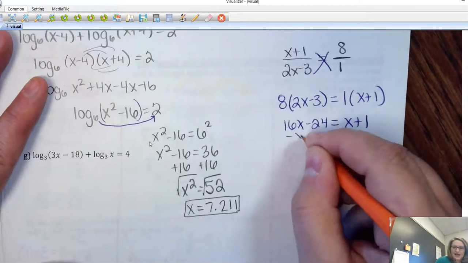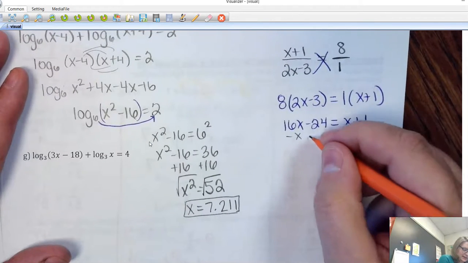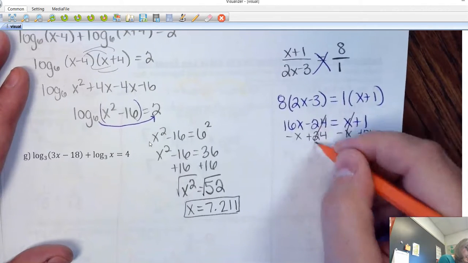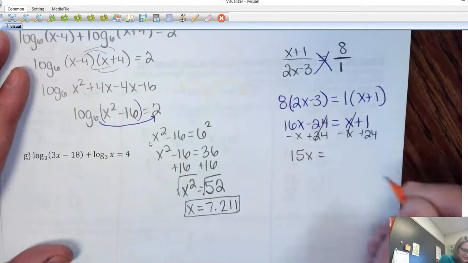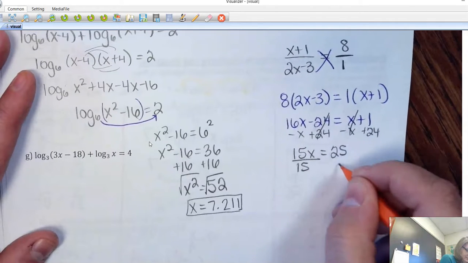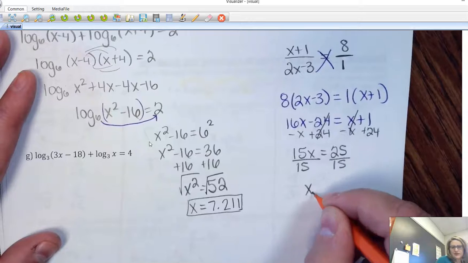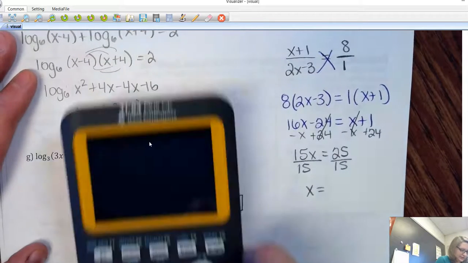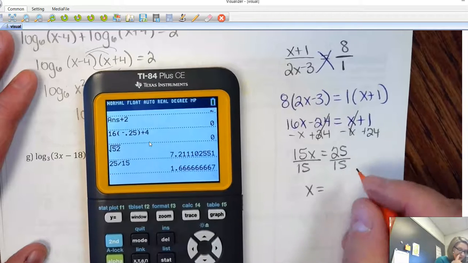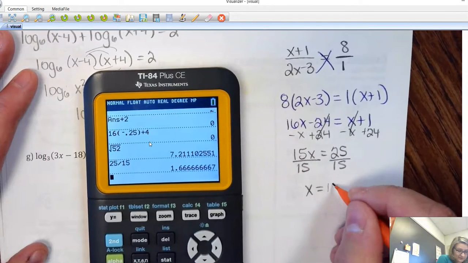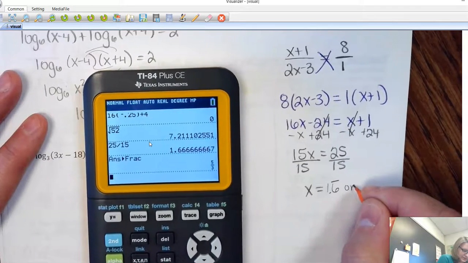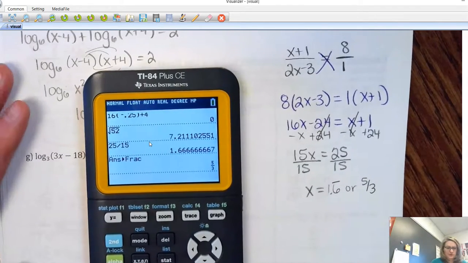So I'm going to subtract x, and actually in the same step, I'm going to add 24 to the other side. So this is going to end up giving me 15x is equal to 25. And we're just going to divide by 15 real quick. If you want to write that as a decimal or a fraction, it's completely up to you. 25 over 15 is going to give me 1.6 repeating, which is 1 2/3, or if I want to write that as a fraction, this would be 5 over 3 if we reduce that.